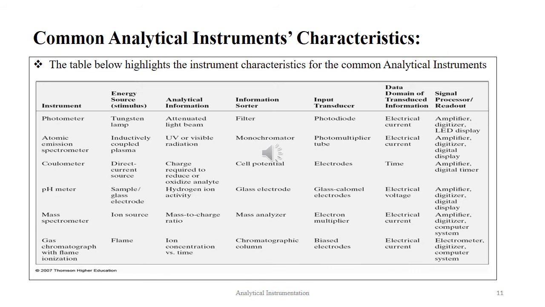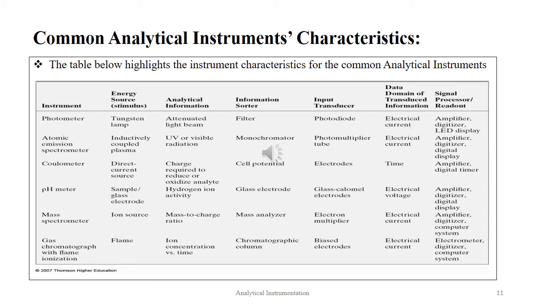Here we see the most commonly used analytical equipment and how they respond to different criteria. For photometer, the energy source is tungsten lamp. The analytical information is attenuated light beam. Information sorter is filter. Input transducer is photodiode. Data domain of transduced information is electrical current.